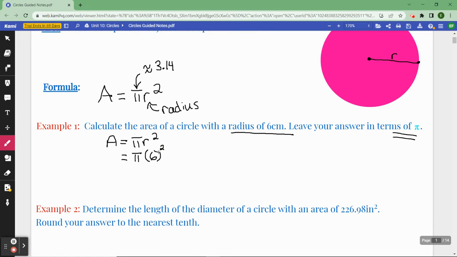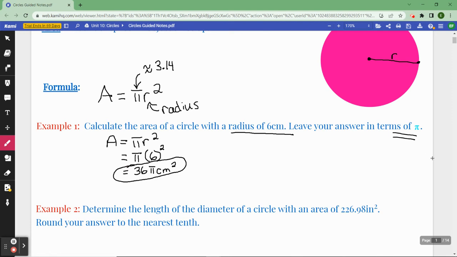According to our order of operations, we are going to do exponents before we do multiplication. So 6 squared is 36. So 36 times pi. Consider, again, our question asks us to leave our answer in terms of pi. I'm going to leave my answer just like this. The only thing I have to do is put in my units. Since my radius, again, was 6 centimeters, that means my area, which is always measured in square units, will be 36 pi centimeters squared. Final answer.